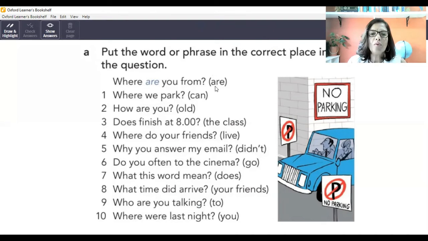Very good. So you're going to put the verb in here. Look at the example. Where are you from? Okay? I'm going to give you some time for you to do it. So you place can. Let's do one together, right? Where we park. Can is a question, right? So where can we park? Okay, where can you park? Very good. I'm gonna give you some time.